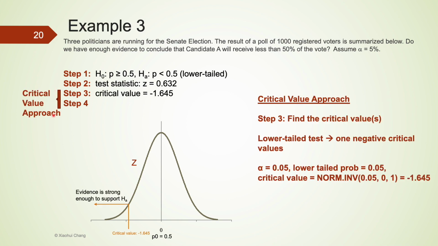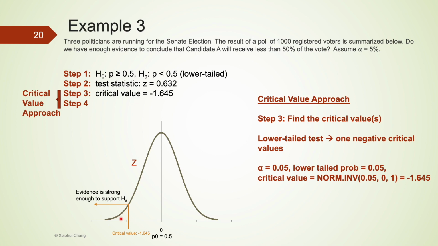Let's start with the critical value approach first. In step 3, we find a critical value. This is a lower-tailed test. A lower-tailed test always has one negative critical value. This is 0. The critical value is going to be on the left. We also know that alpha is given to be 5%. So that means this small corner is 5%.